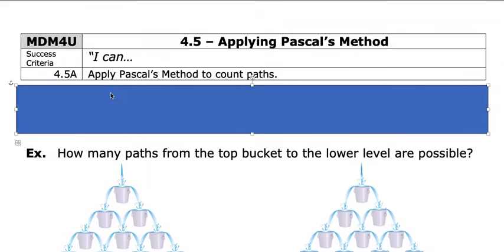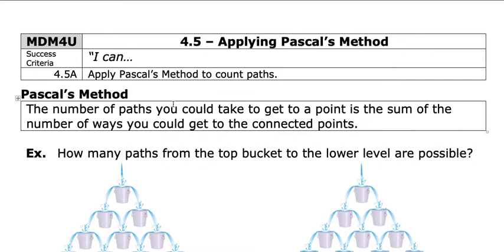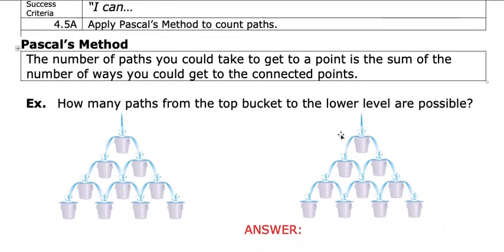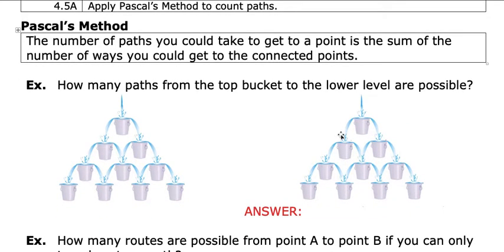But let's take a look at our lesson, 4.5, applying Pascal's method. Pascal's method: the number of paths you can take to get to a point is the sum of the number of ways you could get to the connected points. So Pascal's method is a way to count paths, but what we need to focus on is the number of ways in which we can get to each point.